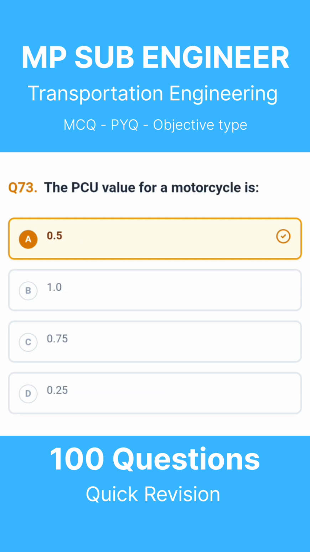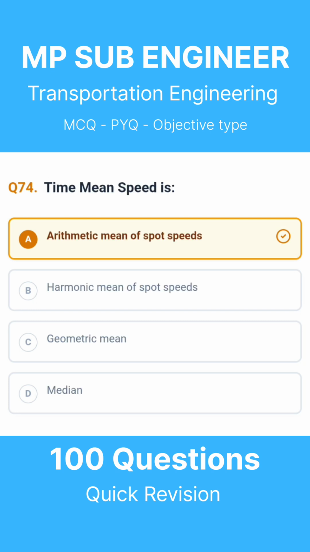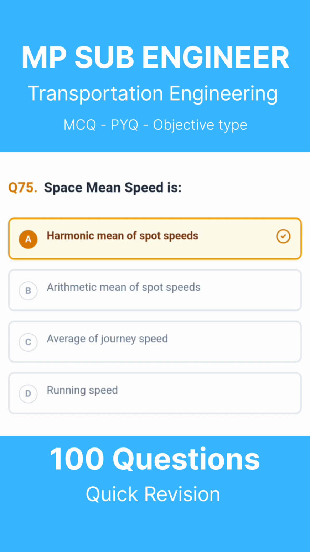Question 73. The PCU value for a motorcycle is. The correct answer is 0.5. Question 74. Time mean speed is. The correct answer is arithmetic mean of spot speeds. Question 75. Space mean speed is. The correct answer is harmonic mean of spot speeds.